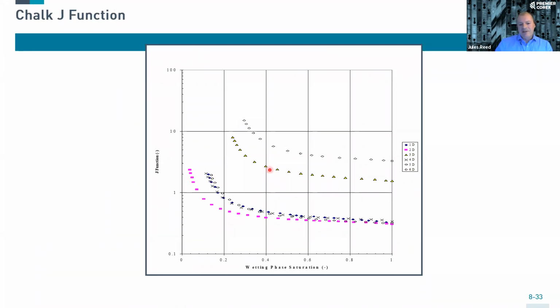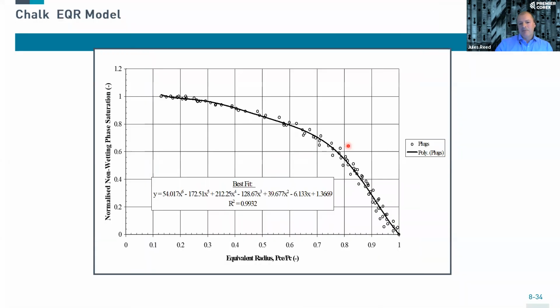This is what this would look like if you tried to do this with a J function. Doesn't work at all. It makes it worse. But by doing the EQR method, all of these samples correlated on a fairly reasonable fit on this polynomial fit. Now you have to be careful with polynomial fits. Basically with all empirical fits, they really only exist within the bounds of what you've fitted. You can't go outside of those boundaries, particularly with polynomials.